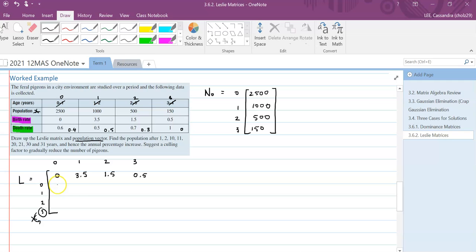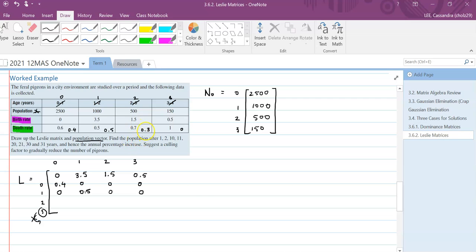So starting off with our 0-year-olds, we have about 40% or 0.4 of our 0-year-olds make it into the next year of life. Now, a 0-year-old is not a 1-year-old, so we're going to put zeros across the row. Moving on to our 1-year-olds. Our 1-year-olds have a 0.5 survival rate. So a 1-year-old is not a 0-year-old, so we're going to put 0 here, then 0.5, and then the remainder of our row is going to be zeros.